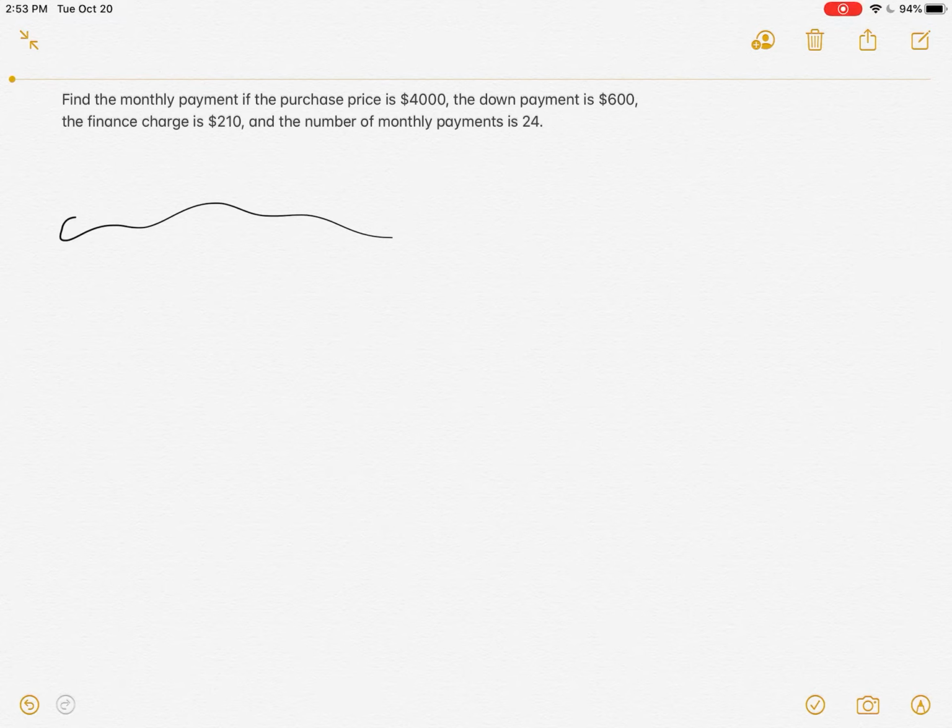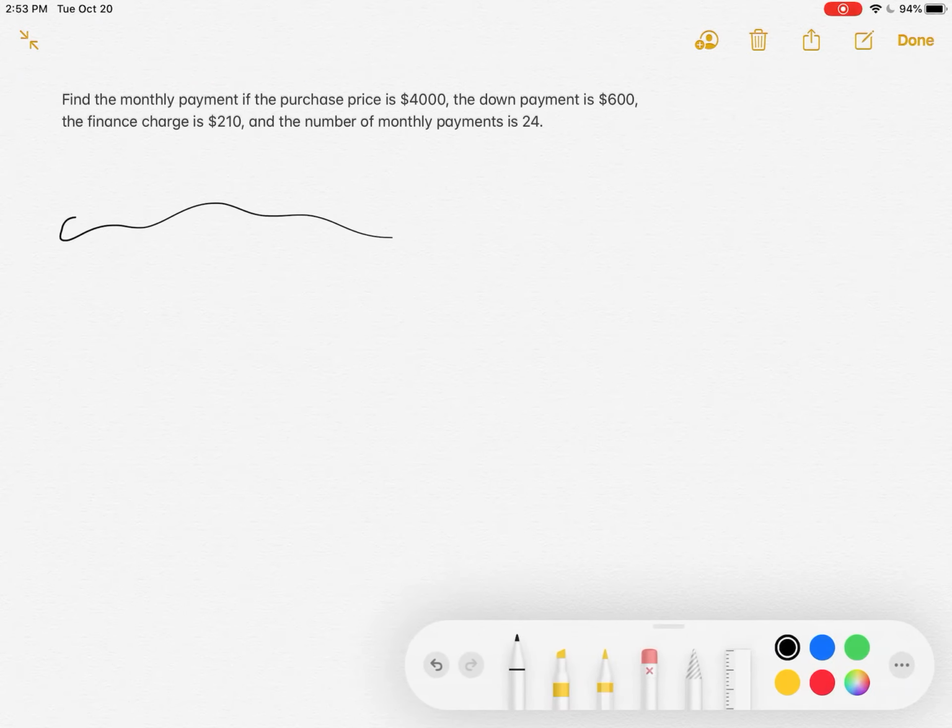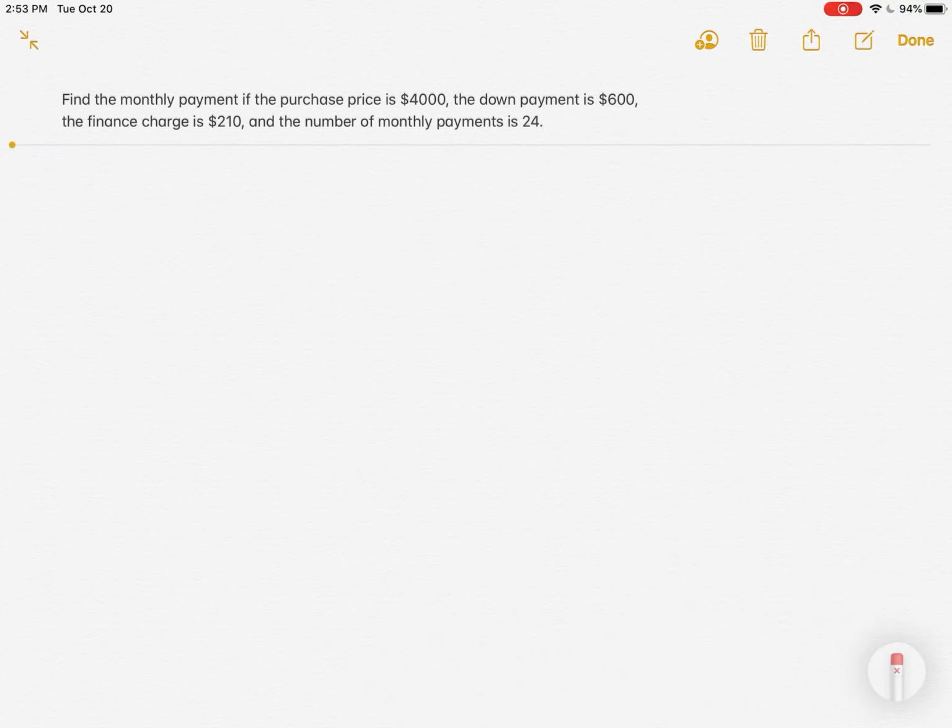As we go to the next problem, it says find the monthly payment if the purchase price is $4,000 and the down payment is $600. The finance charge is $210 and the number of monthly payments is 24. Well, we're not going to need the chart for this. We just need to establish what our monthly payment would be.